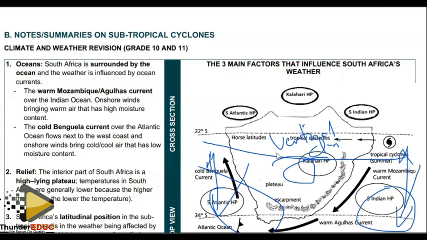It's stronger during the winter season. There is strong descending air over the interior in winter, but the high pressure cell weakens over the summer season. So we want to look at how they affect the weather systems over the interior of South Africa, and how they also affect the weather conditions over the coastal regions.